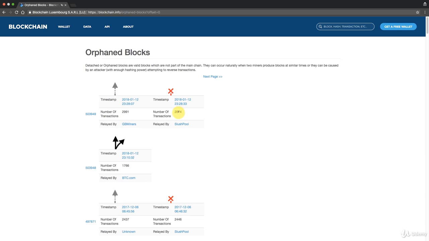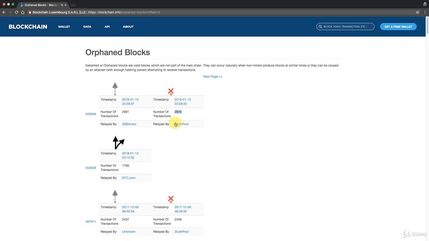But some transactions will be released back into the mempool, and they will stay in the mempool because they were not in this block as well. And so what that means is that it's always important to wait at least for a couple of confirmations before considering your transaction to be successful. And by confirmation, we mean several blocks on top of the current block.